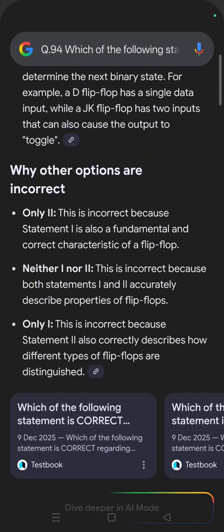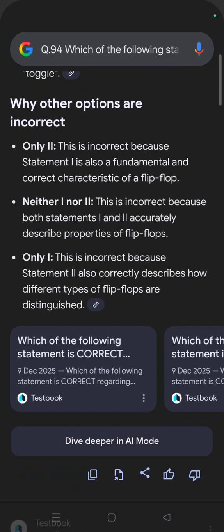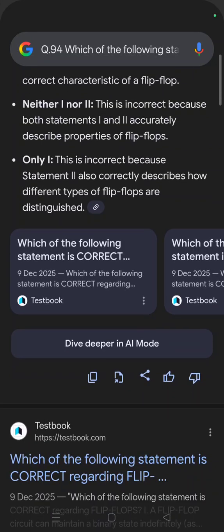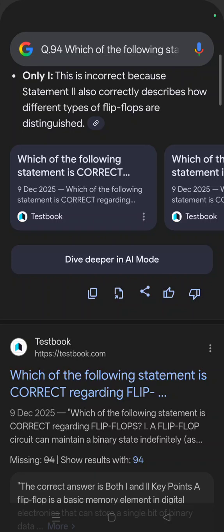Only 2: this is incorrect because statement 1 is also a fundamental and correct characteristic of a flip-flop. Neither 1 nor 2: this is incorrect because both statements 1 and 2 accurately describe properties of flip-flops. Only 1: this is incorrect because statement 2 also correctly describes how different types of flip-flops are distinguished.